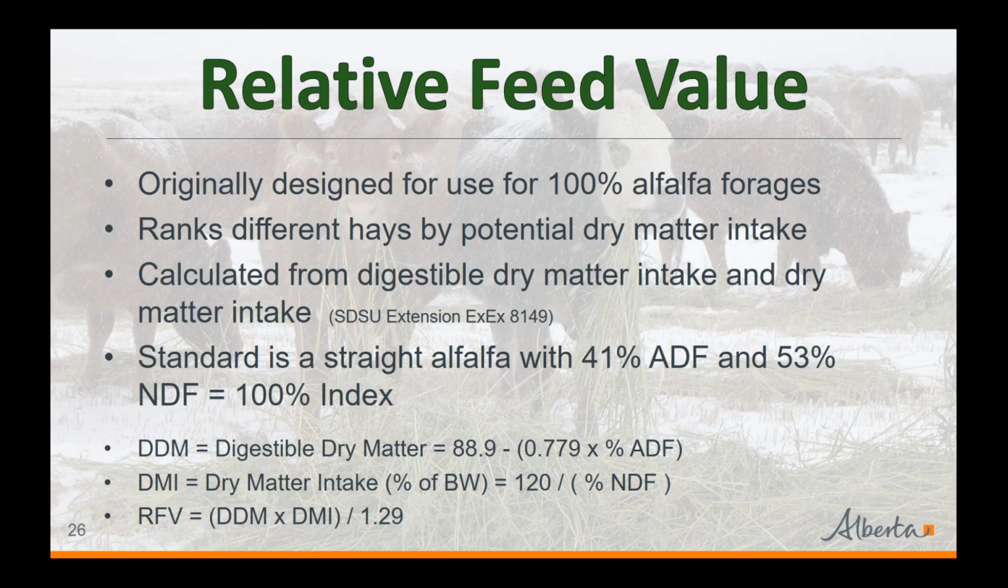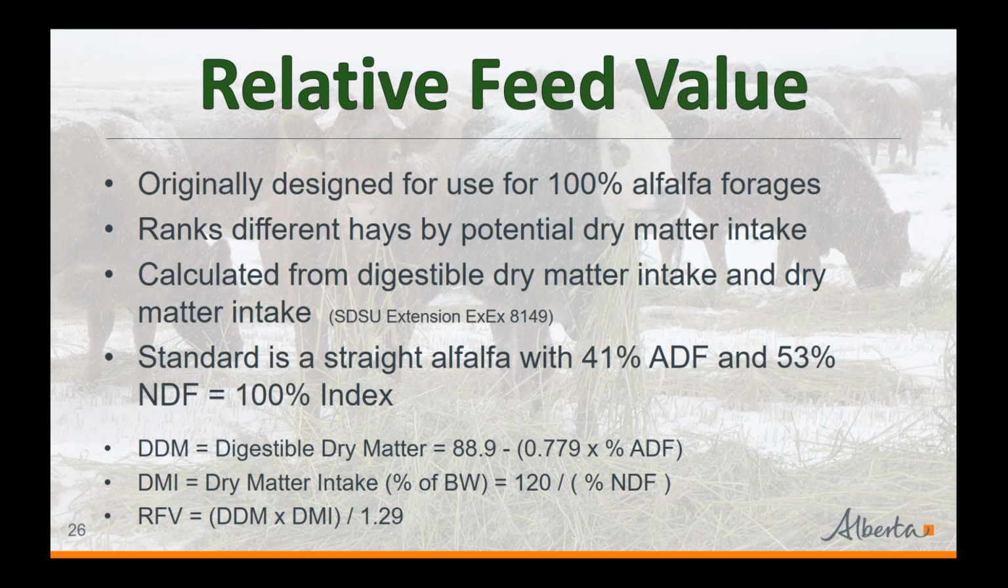So an RFV value, or an index of 100 for relative feed value for the straight alfalfa, is a plant that has 41% acid detergent fiber and 53% neutral detergent fiber. And the equations are there on how they calculate it out. So it's just a simple way to compare one feed versus the other. But people get excited when they see their numbers are only 85 or 90 versus 140 or 150. The thing is, relative feed value was designed for 100% alfalfa stands, no grasses in it.